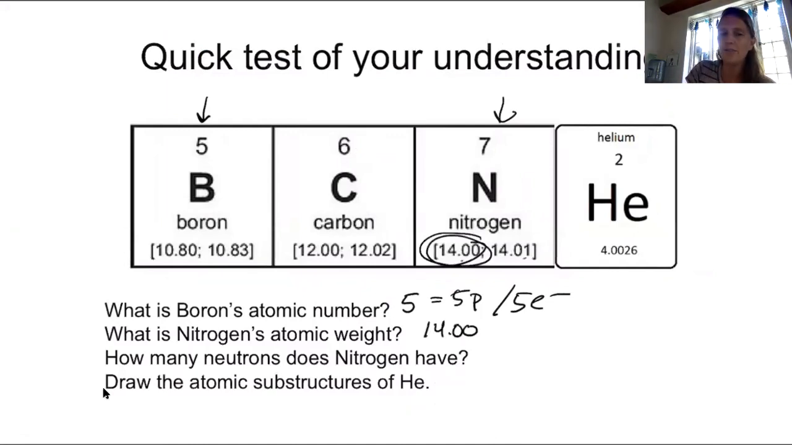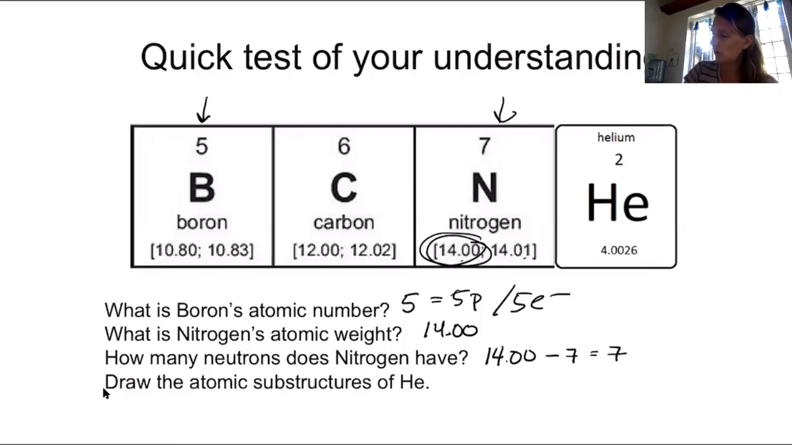And yes, they can have different numbers down here. I'm not going to get too bogged down in that, and I'm not going to get too bogged down in the rounding. I'll tell you where to round and how much to round to. All right, how many neutrons does nitrogen have, right? So we're going to take the atomic mass and we're going to subtract the number of protons to give you the number of neutrons.